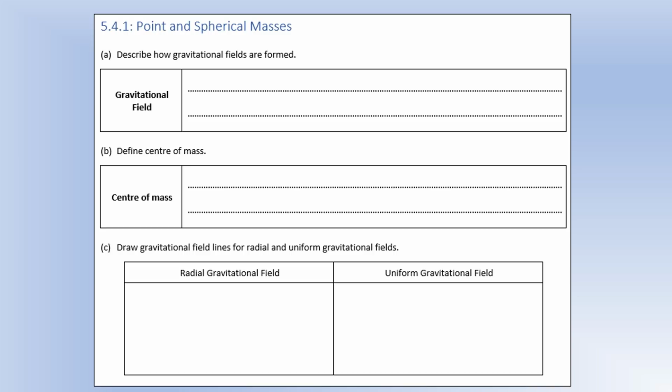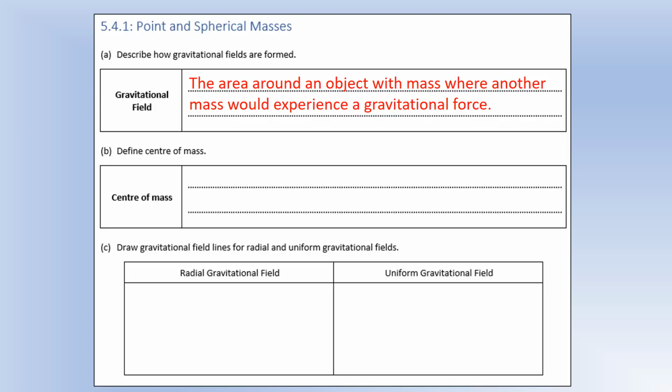So gravitational field. The area around an object with mass where another mass would experience a gravitational force. So every mass has one of these, and every field for a gravitational force anyway is actually infinite. So every mass experiences a force from every other mass in the universe.